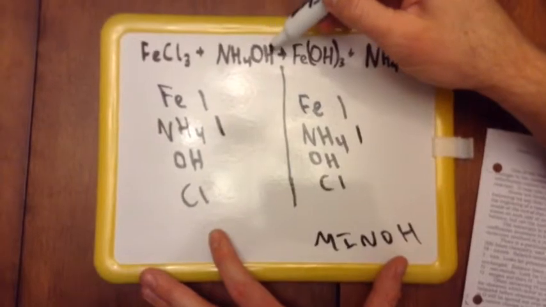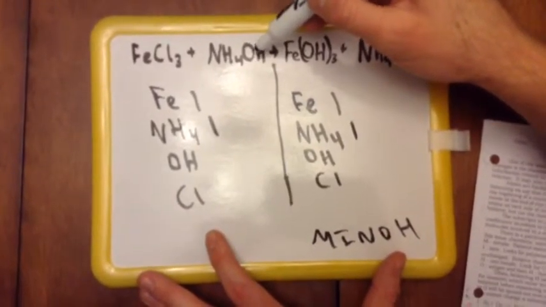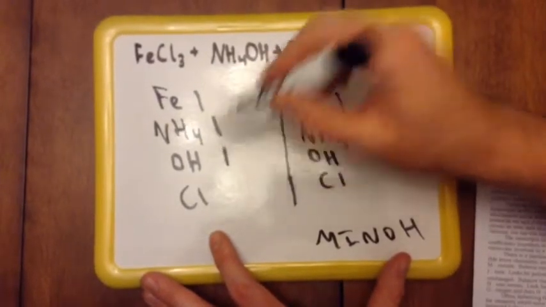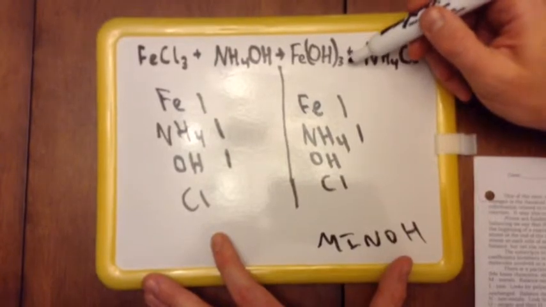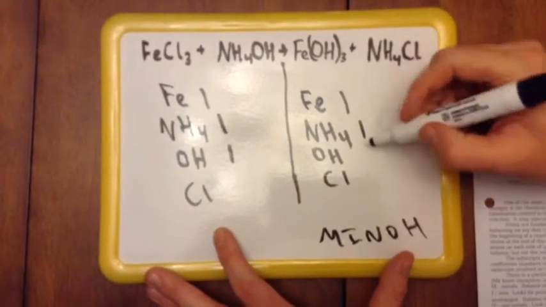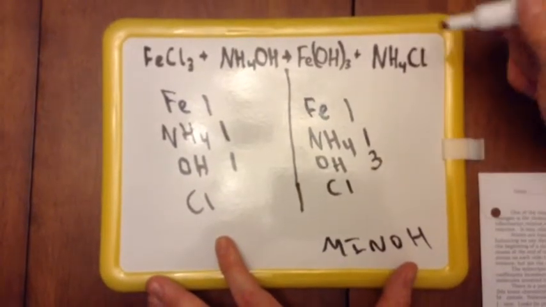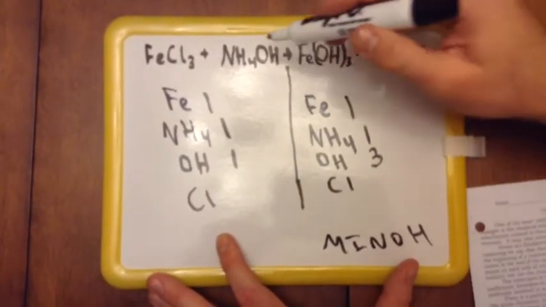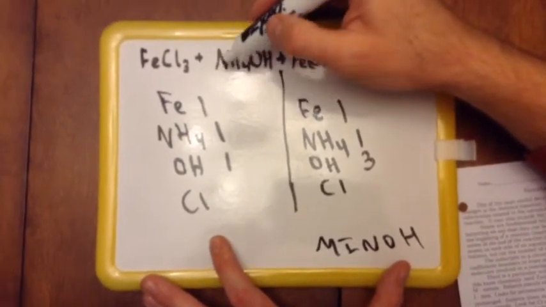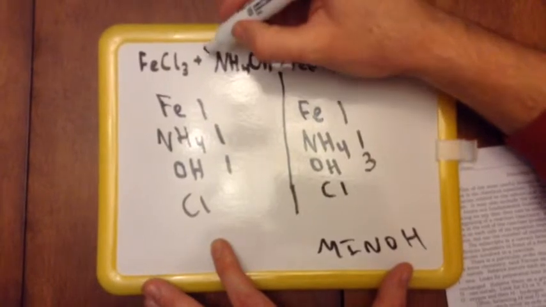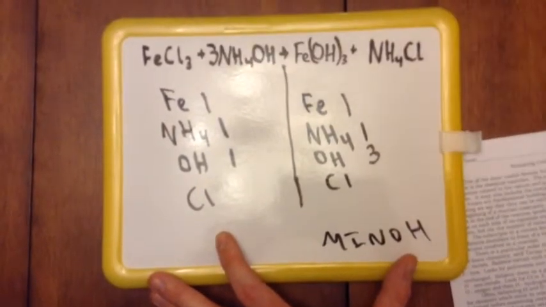How many hydroxide do we have on this side? OH is a unit of hydroxide. There's only one of them. We've got one. How many hydroxide do we have over on this side? Well, this subscript tells us that we have 3. So we need to fix that. So we've got 3 hydroxide on this side, and we only have 1 on this side. And the only way we can fix that is through coefficients. So we're going to take and put a 3 right here.